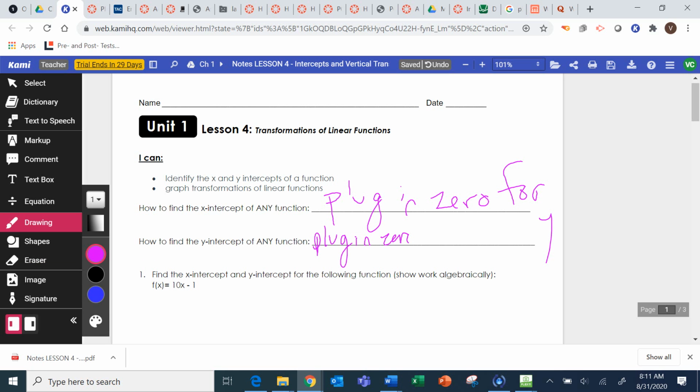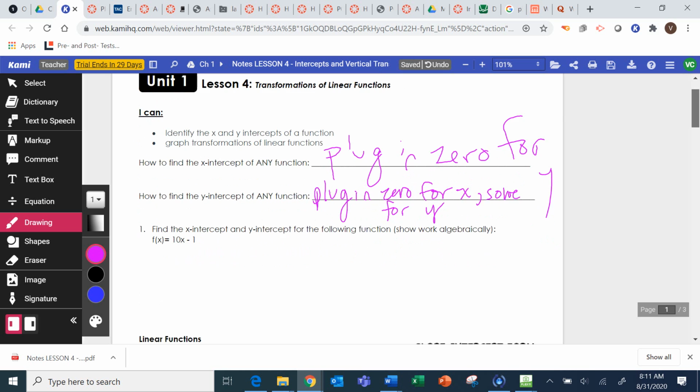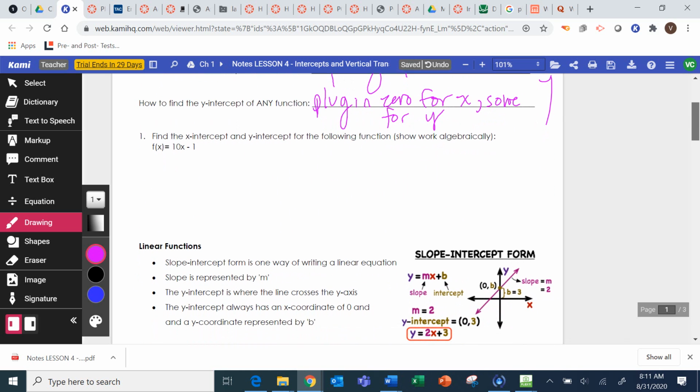Plug in 0 for x. Solve for y. All right, and then we find the x and y intercept, show your work algebraically.